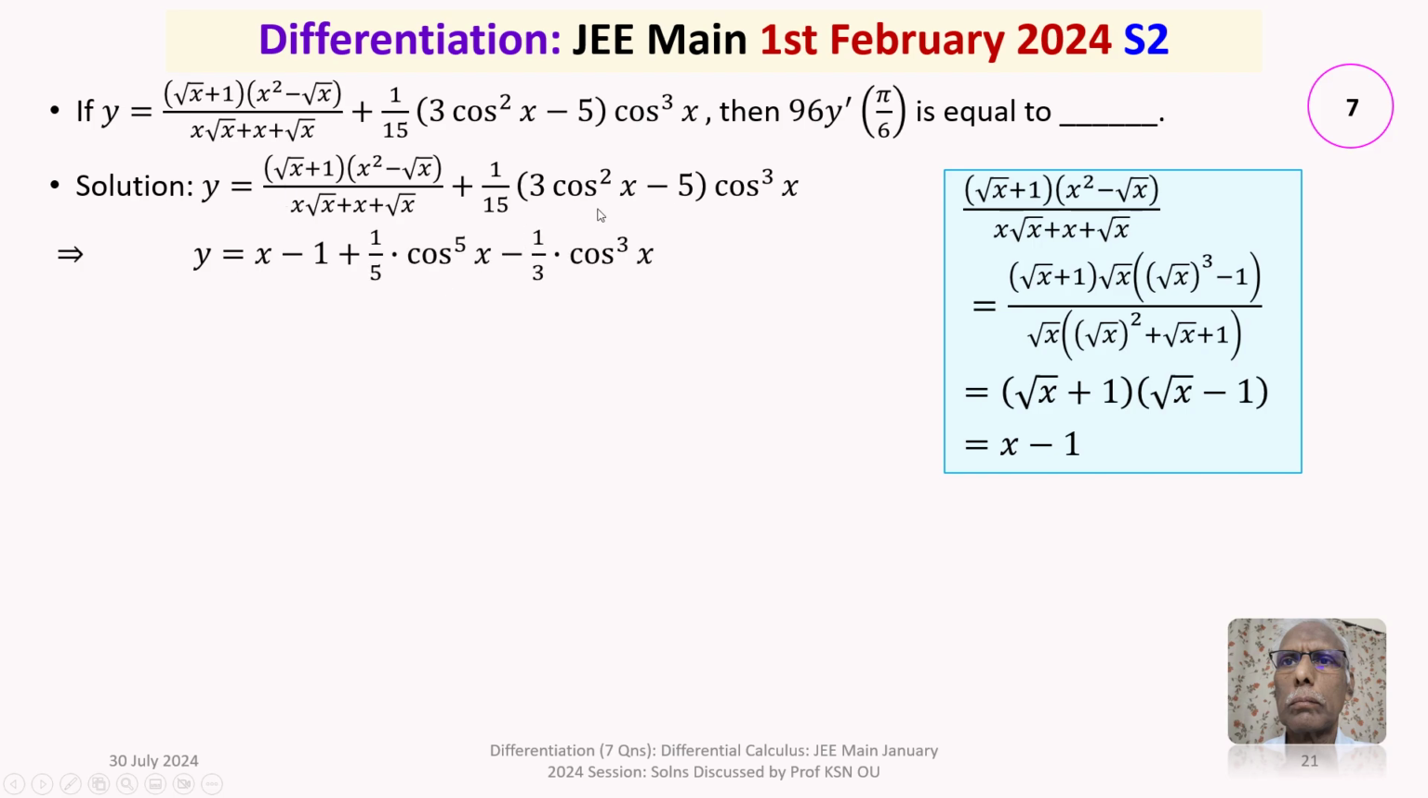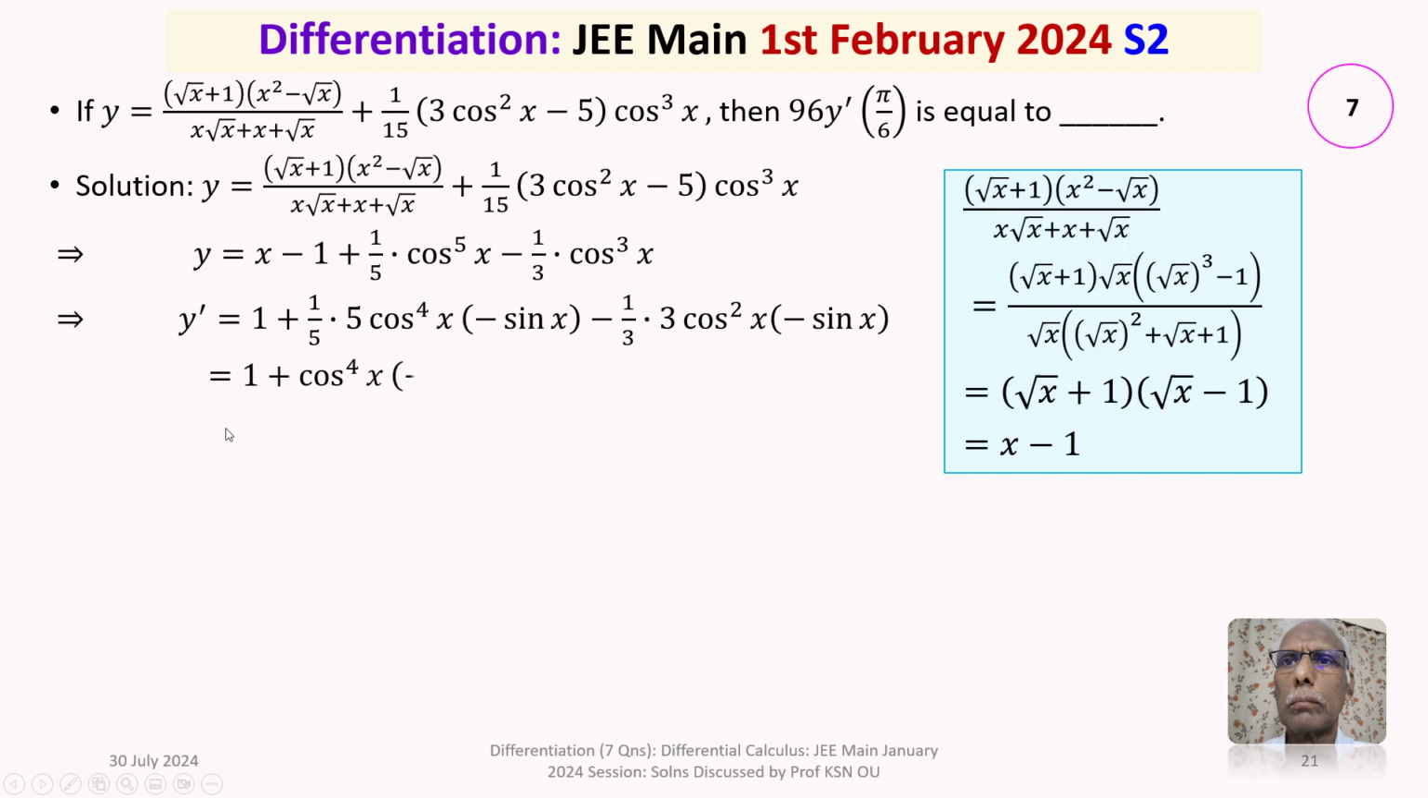Now multiply. So 1 by 15 into 3, 1 by 5 into cos square x into cos cube x, cos to the power of 5 x. 1 by 5 minus 1 by 15 into 5, 1 by 3 into cos cube x. We are ready. Differentiate. Y prime is equal to derivative of x is 1, minus 1 by 5 into derivative of cos to the power of 5 x is 5 cos to the power of 4 x, cos x with respect to x is minus sin x. In a similar fashion, do this one.